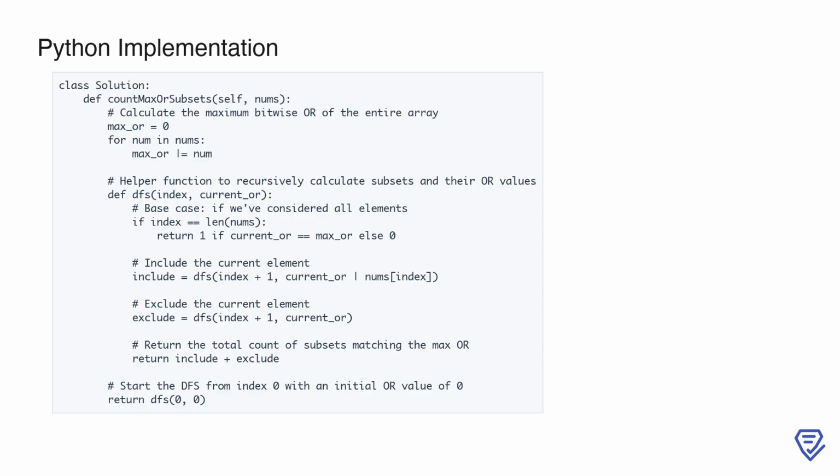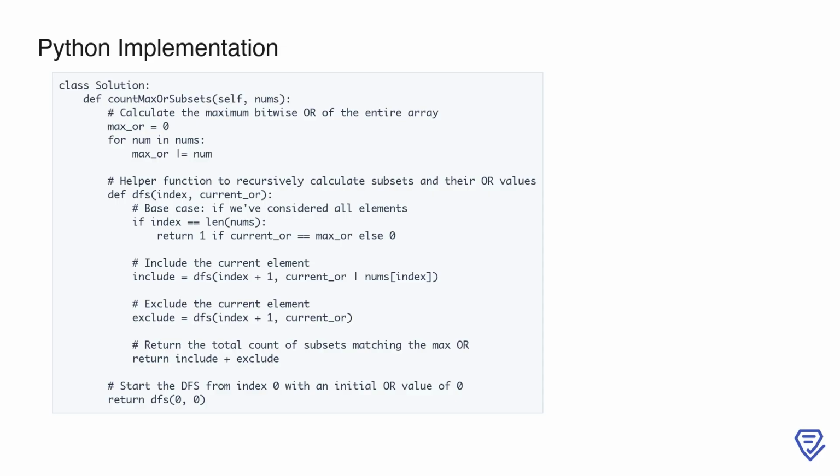Next, the DFS function is defined to explore all possible subsets using recursion. It takes the current index in the nums array and the current cumulative OR value as arguments. The base case for the recursion is when all elements have been considered, i.e., index equals len(nums), at which point the function checks if the current OR value matches max_OR. If it does, the function returns 1, indicating that this subset achieves the maximum OR, otherwise, it returns 0.